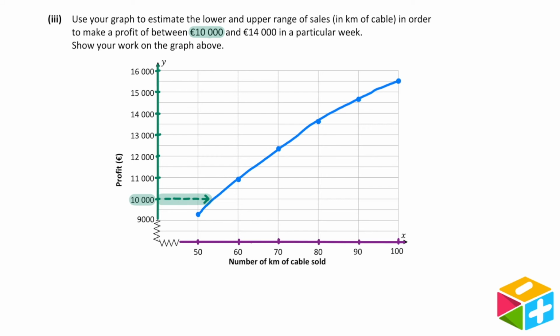To do this, we begin by drawing a horizontal line out from 10,000. When we meet our blue curve, we drop a vertical line straight down. This line hits the x-axis at a value of around 55. The interpretation of this is that we obtain a profit of €10,000 when the number of kilometres of cable sold is approximately 55.